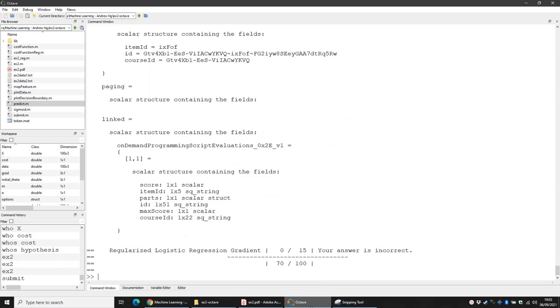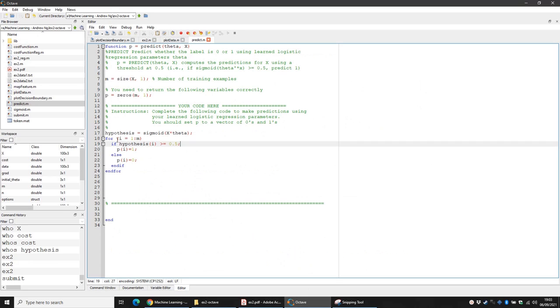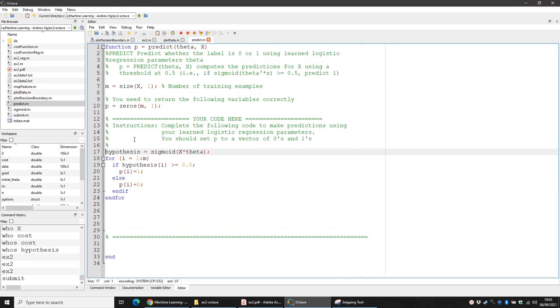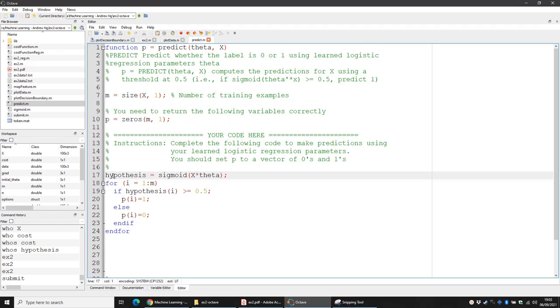It is pretty straightforward. What we have to do is state the hypothesis one more time. Here we have it. The hypothesis is the sigmoid of x theta. Now, the probability that we take into account for each student, whether they're going to get admitted or not, is going to be a vector p. And the size of the vector p is going to have 100 training examples and a single column. The single column is only going to predict whether it's going to be 1 or 0.